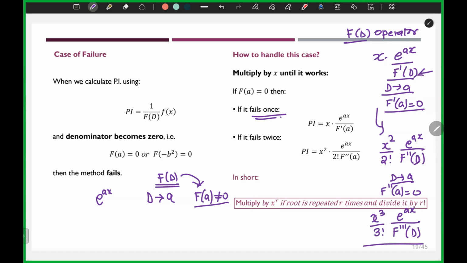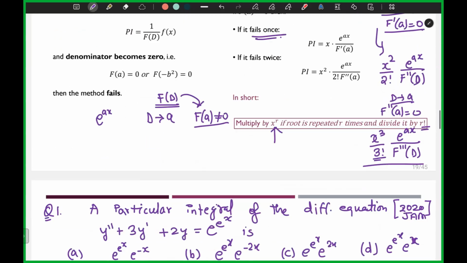So simply we can go like r times. We have to multiply by x to the power r if the root is repeated r times. So here it is repeated 3 times, so we multiplied by x cube and divided by 3 factorial, that is r factorial. It is a generalization for the case when this happens r times.